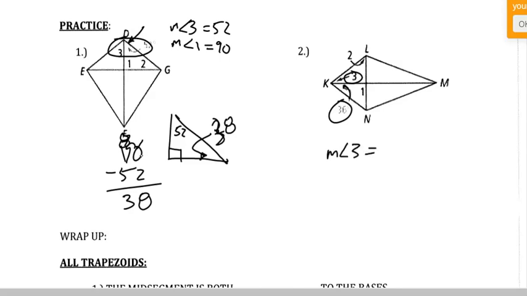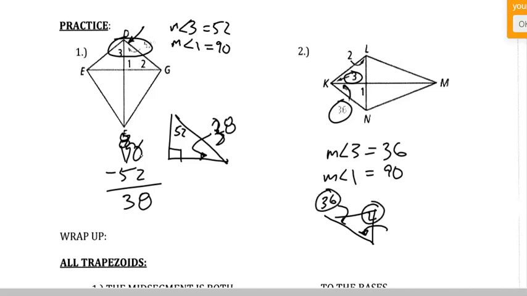All right, over here, if this one is 36, then what's angle 3 going to be? The measure of angle 3 is going to be 36. What's the measure of angle 1? How do they intersect? 90 degrees. And if we wanted to work with this triangle, that is 36. This is 90, so what's left over? Take away 90, take away 36, and we end up with 54 degrees.